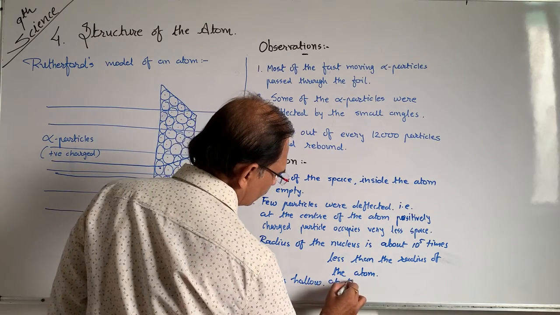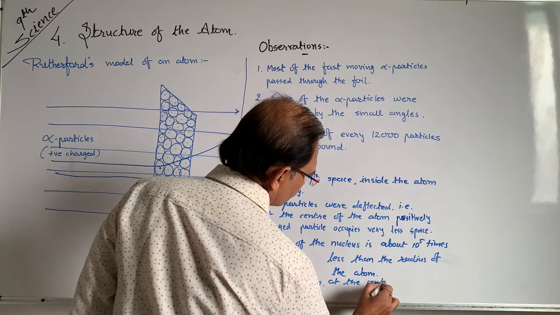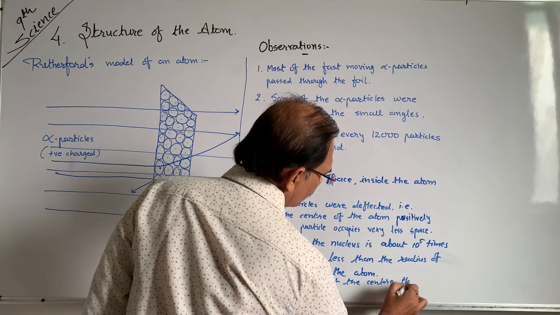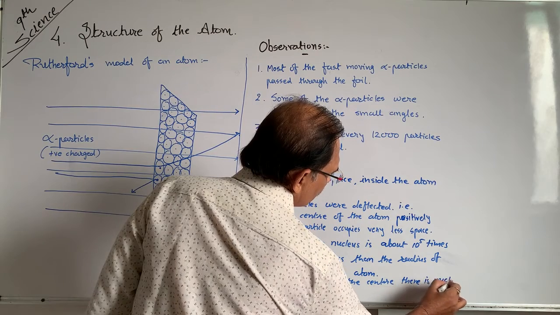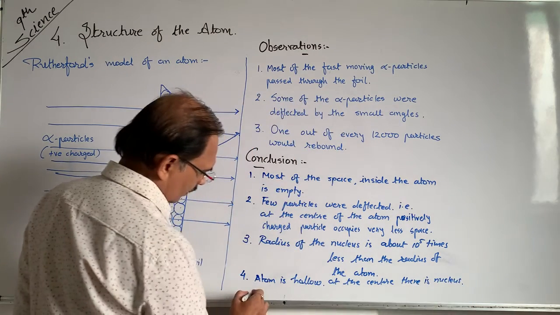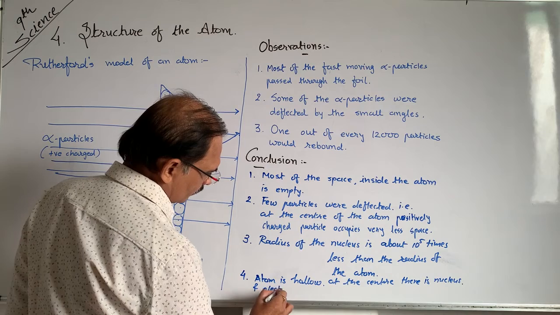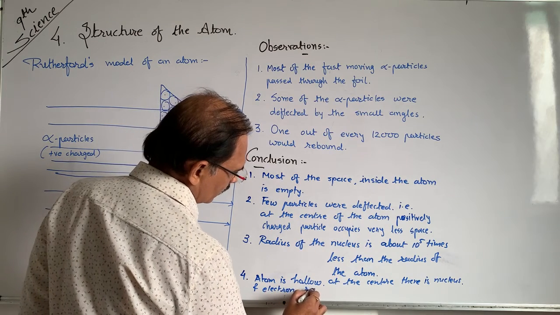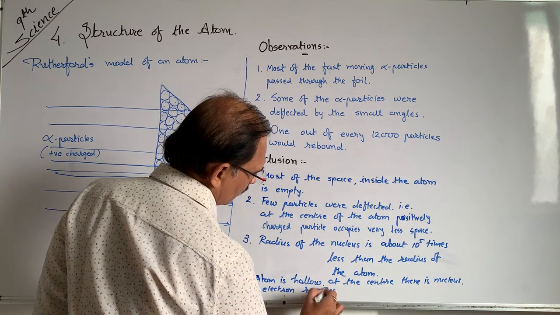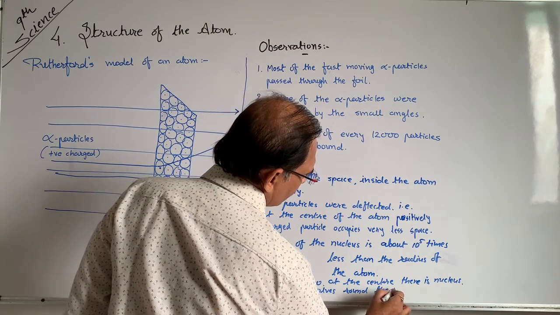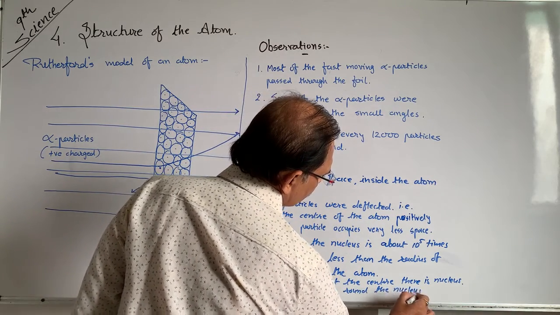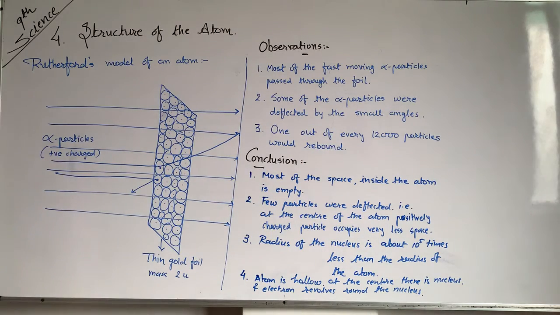At the center there is the nucleus, and electrons revolve around the nucleus. So these are the conclusions of this experiment.